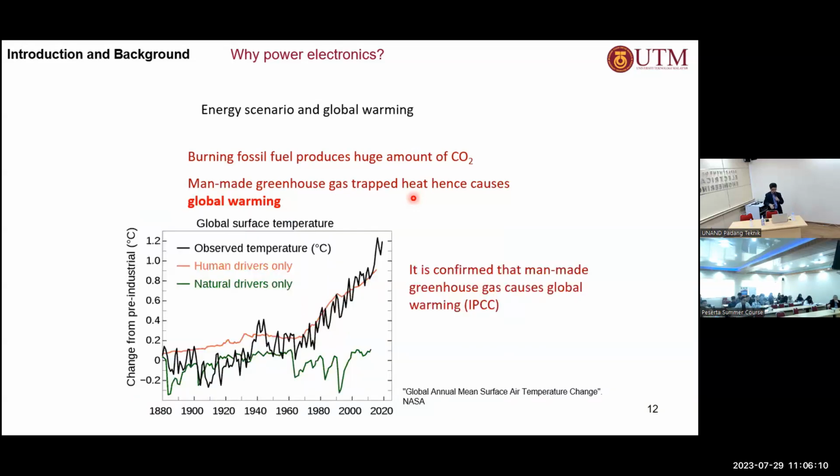But if you look at the study conducted by NASA, since the last industrialized era, the temperature has increased by 1 degree Celsius, which is a lot, okay? Which is a lot.